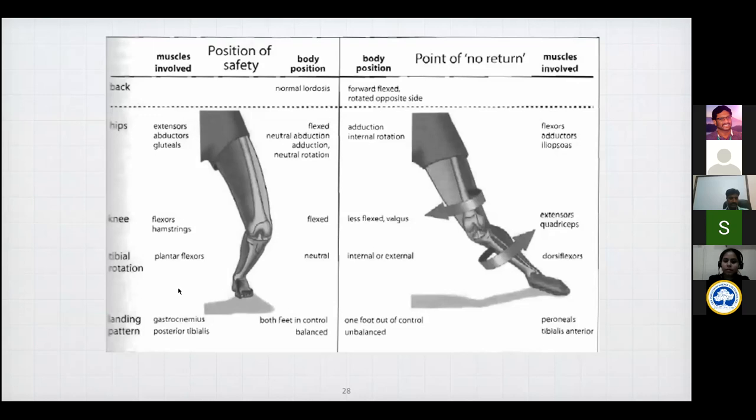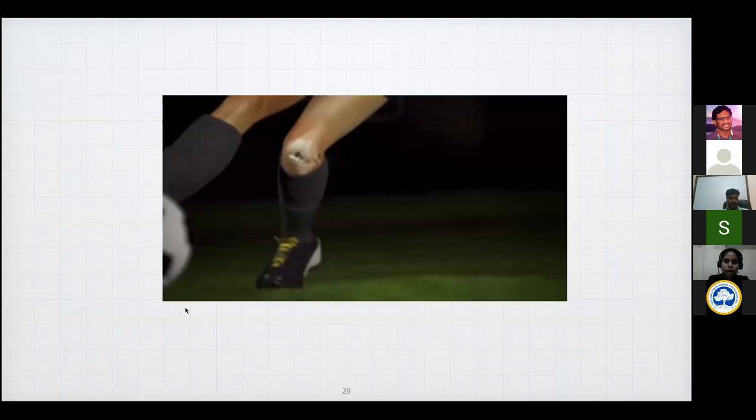Next slide. Nitin, are you there? Yes, ma'am, I'm there. All right, so I'm playing the video. We will see how the injury occurs here.